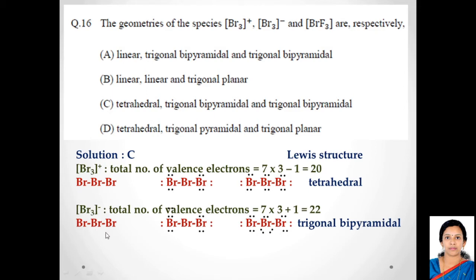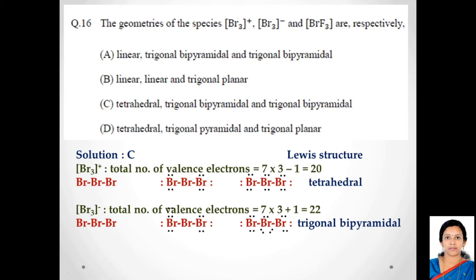Then again we arrange the atoms in a line. Put 8 valence electrons each on the outer bromines, so 8 here and 8 here. Totally 16 valence electrons have been used up, from the 22 valence electrons. So the remaining 6 electrons, we put on the central bromine atom. So the central bromine atom takes up 3 lone pairs of electrons, 6 electrons. So now we have 2 bonded pairs and 3 lone pairs on the central bromine.